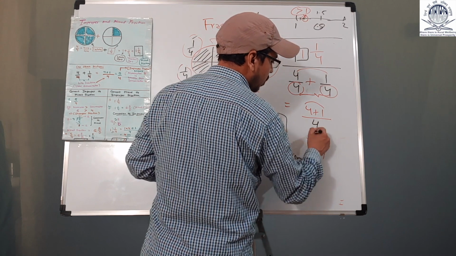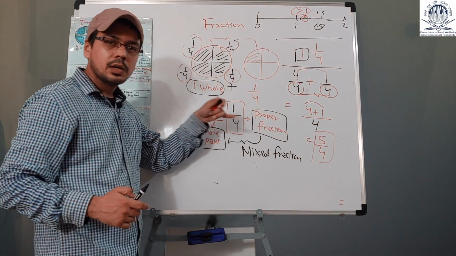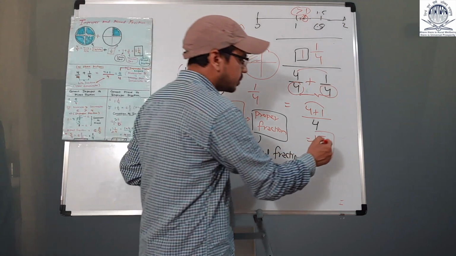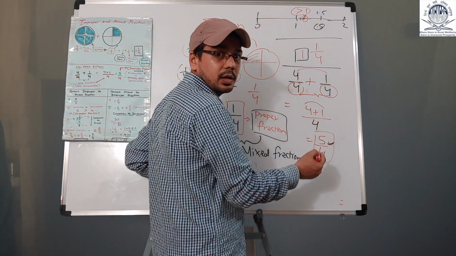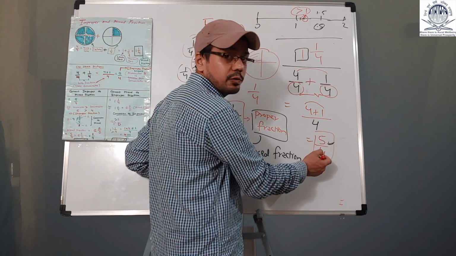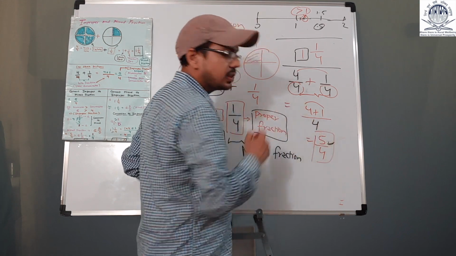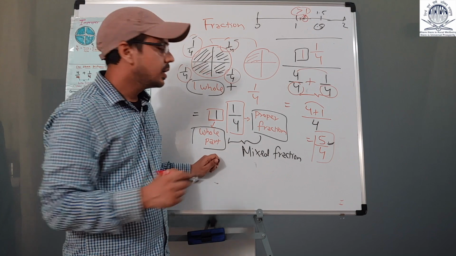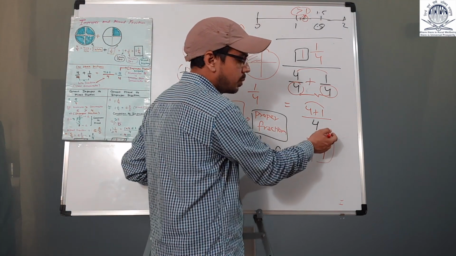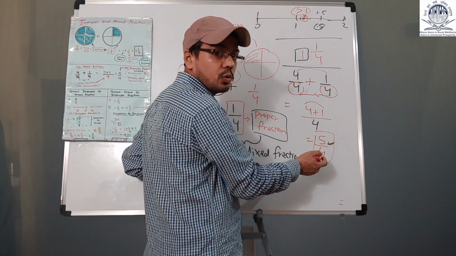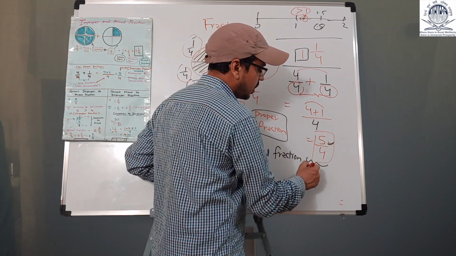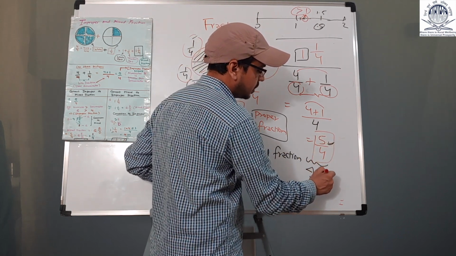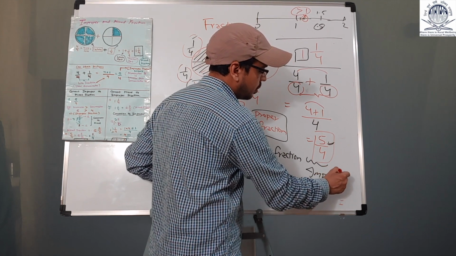Now this 5 out of 4, as we discussed a little bit earlier, is nothing but a value greater than 1. The way to check is that 5 is greater than 4. And what kind of fraction is it? Yes, in these kinds of scenarios, when the above is greater than the below, the value is greater than 1, we mention these are improper fractions.